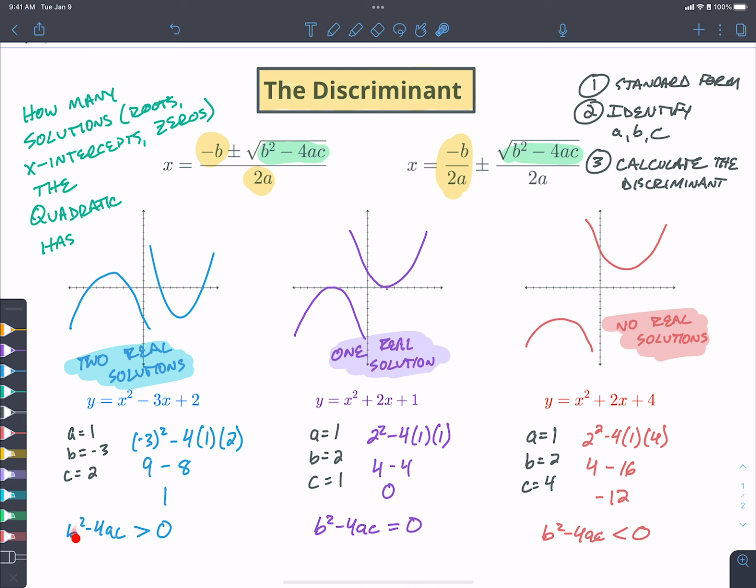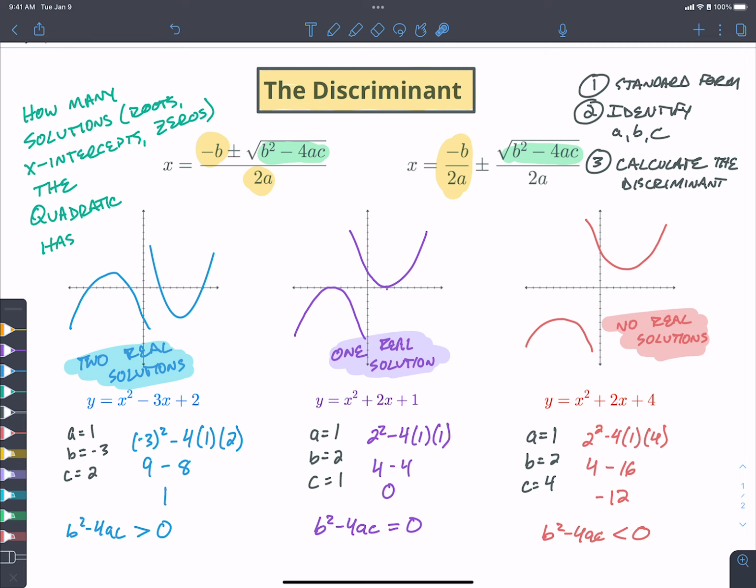And if the discriminant is greater than 0, well, then you're going to have multiple numbers. So in this case, we've got the value is 1. So we'd have negative b plus the square root of 1 divided by 2a, and negative b minus the square root of 1 divided by 2a. So it's going to give us two very distinct real roots.